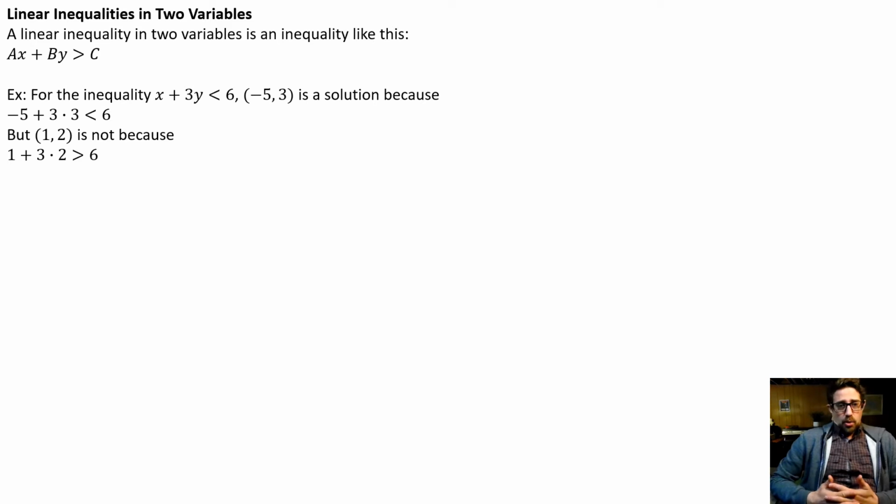But here's one that doesn't work. 1, 2 is not a solution because 1 plus 3 times 2 is 7, which is bigger than 6. So what you'll find is, if you look at that x plus 3y is less than 6, and you just make it x plus 3y equals 6, that's a linear equation.